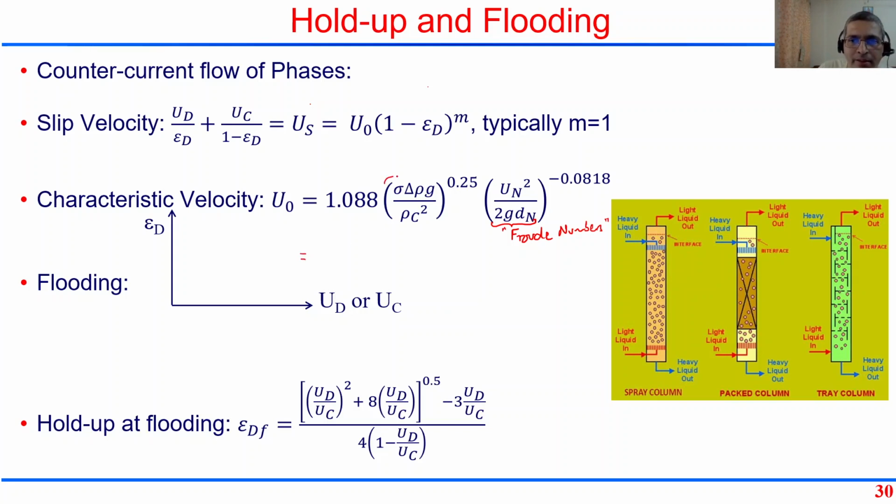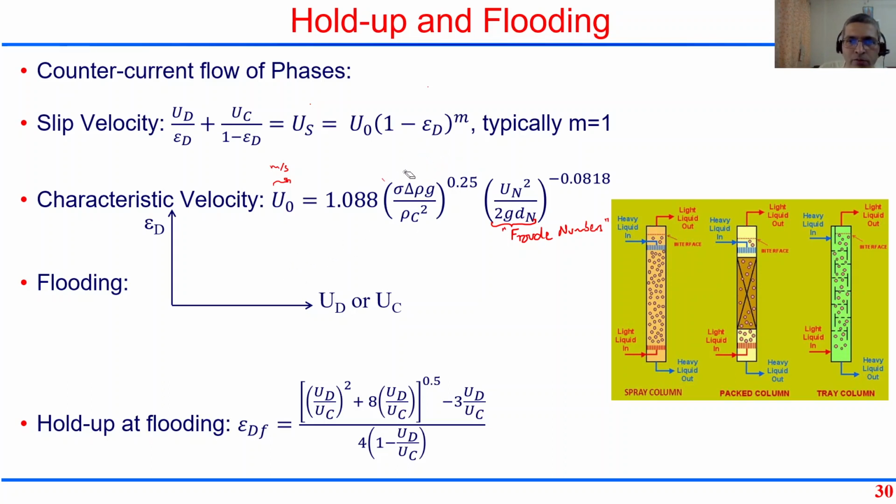This is not a dimensionless number. This raised to 0.25 will have dimensions of meters per second. So if I take SI units here, I better take SI units here, and then the units of this number raised to 0.25 would be meters per second.